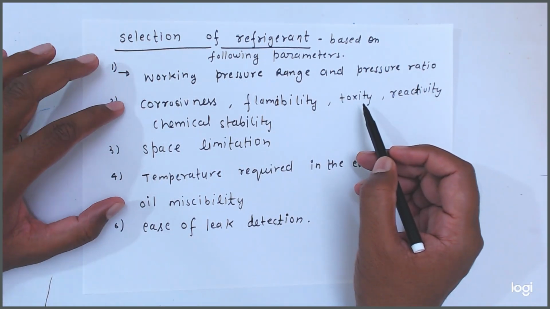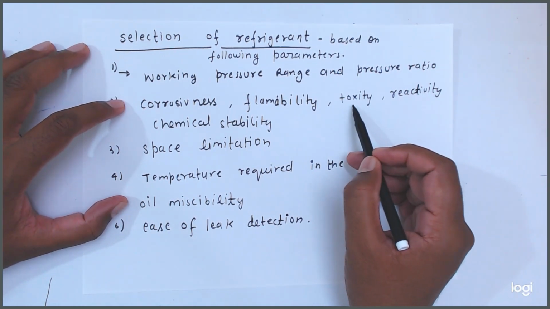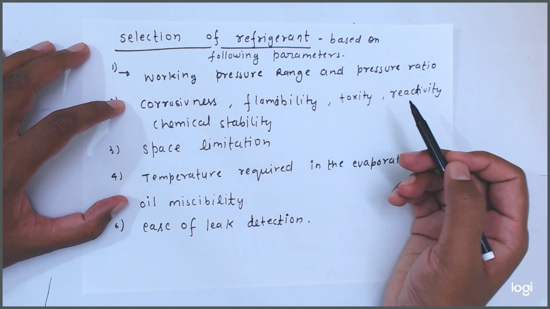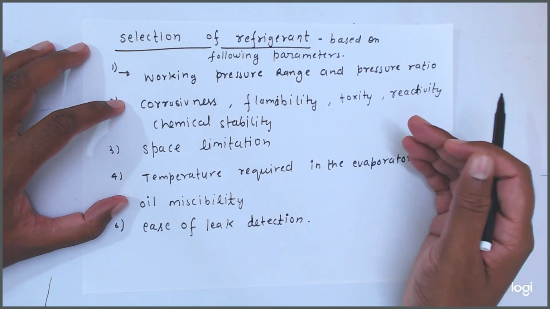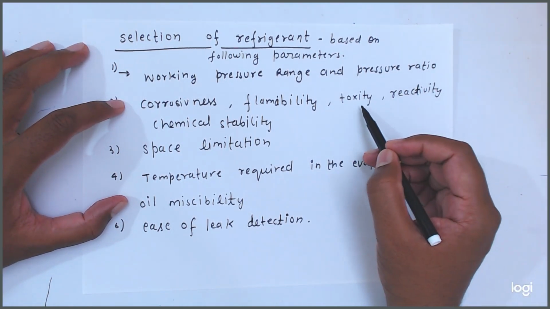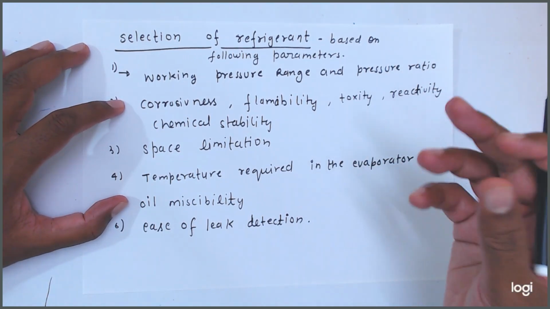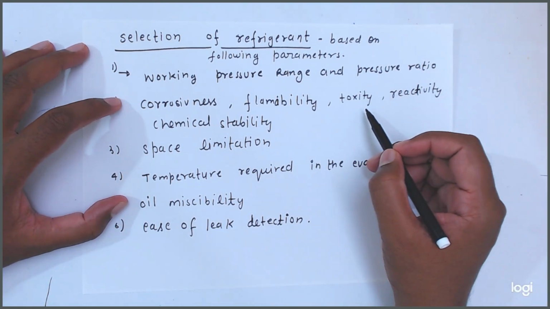Suppose we are using it in an air condition or a domestic refrigerator. If toxicity or flammability is there, it will be dangerous in the home because we are using the air condition in the room. If toxicity is there and any leakage happens, problems may arise. Or in a domestic refrigerator, your food and other items will become toxic and we are not able to consume them.